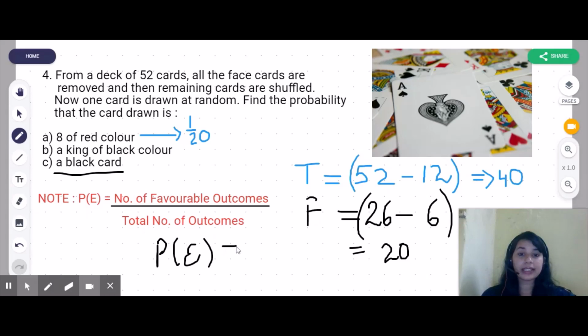So now if I'm going to put them together in the formula, what are we going to get? See it? It is going to be 20 by 40. Do not ever forget to reduce them. 0 and 0 you can cancel straight away, and 2 by 4 is going to give us half.